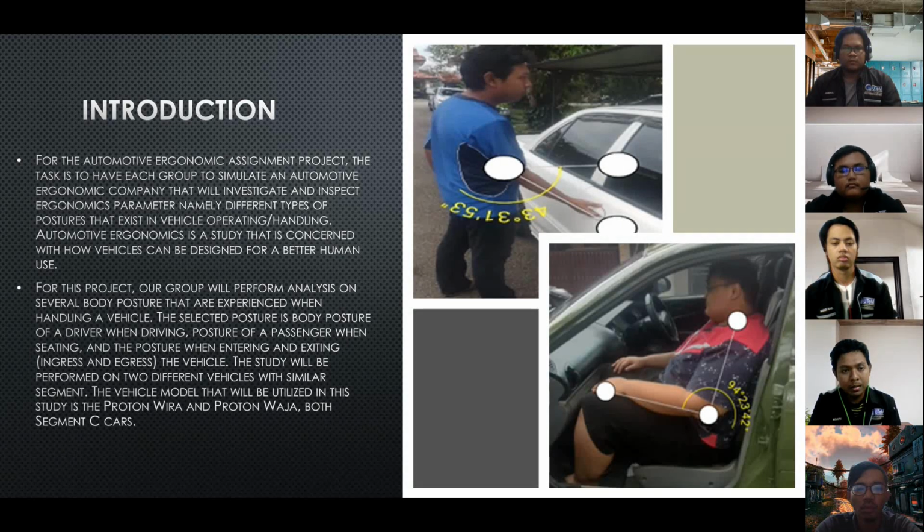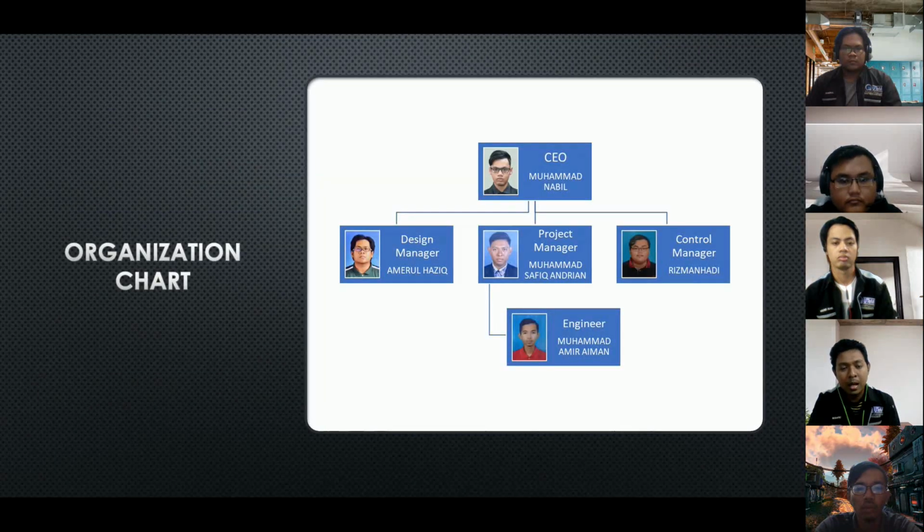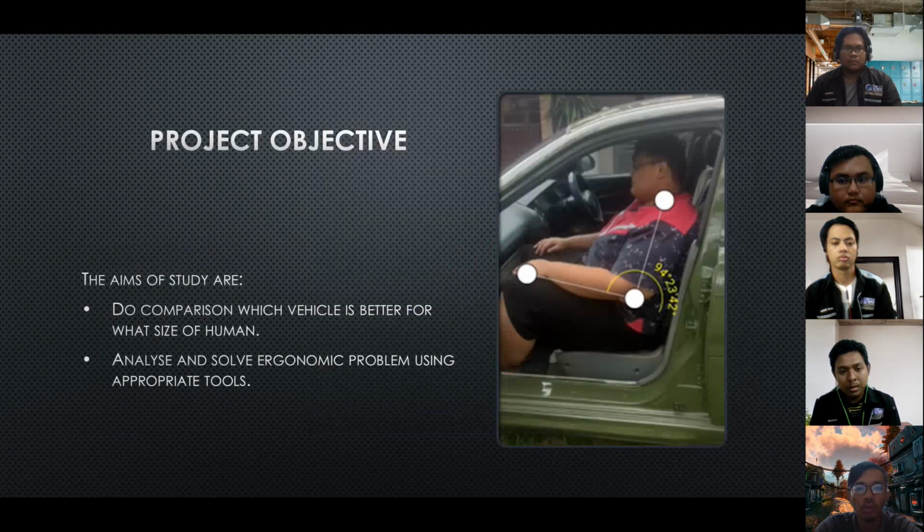So next, this is our organization chart. Next, our objective. First, to do a comparison of which vehicle is better for what size of human. Second, analyze and solve ergonomic problems using appropriate tools. So that's all for me. Next, I will pass to my friends.